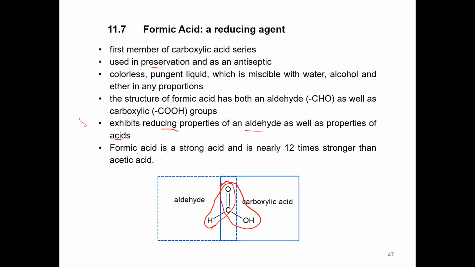So formic acid is a strong acid and is nearly 12 times stronger than acetic acid. So dia lebih kuat. Methanoic acid lebih kuat berbanding ethanoic acid.